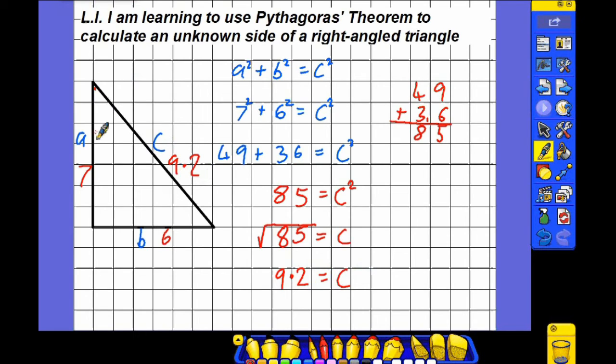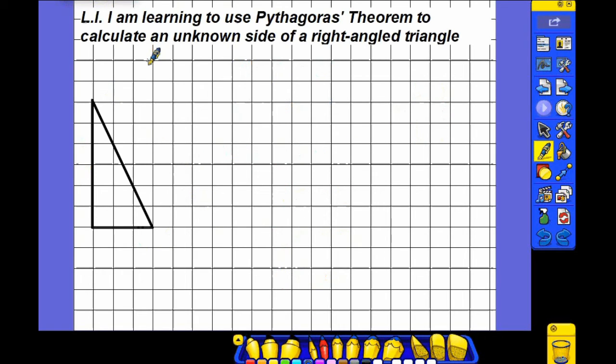And that would make sense. If this is 7 and this is 6, well then, yeah, that would be about 9.2. So that works. Okay, so here's another example. So again, we've got A, B, and then C has to be the hypotenuse, the longer diagonal edge. And in this case, we have A squared plus B squared equals C squared, just like before. And in this case, A is 6, B is 3, and that will tell us whatever C squared is.